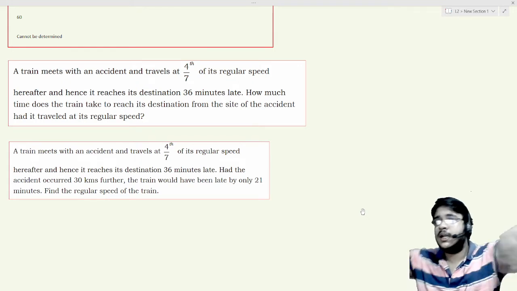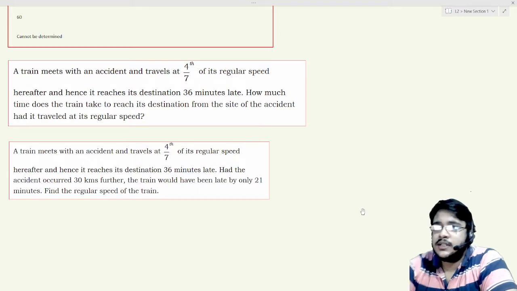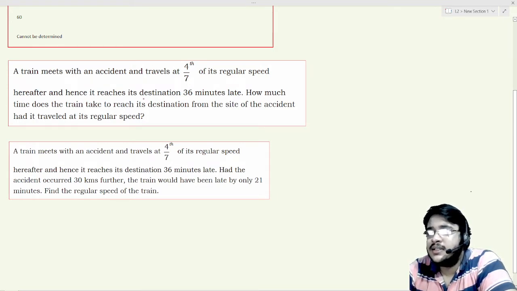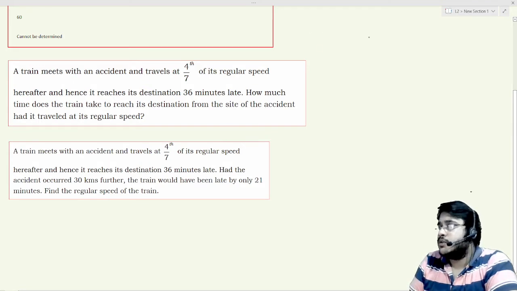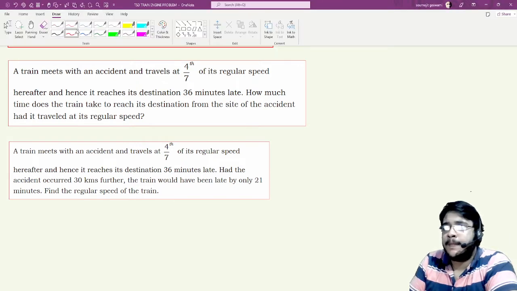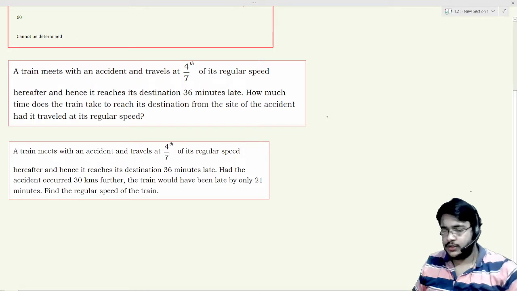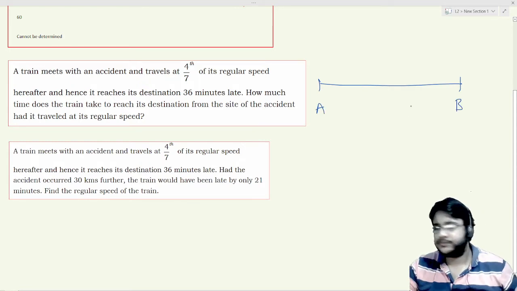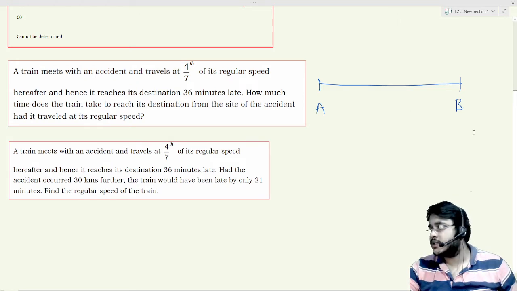So I'll read out the question once for you all. The question says, a train meets with an accident and travels at 4/7 of its regular speed hereafter, and hence it reaches its destination 36 minutes late. Suppose I am concerned with this line segment in which the train is traveling. Let me take a different color pen, the blue one. So suppose I am traveling in this line segment. B is going to be my destination. Let me zoom in a little bit so that you guys can see well.